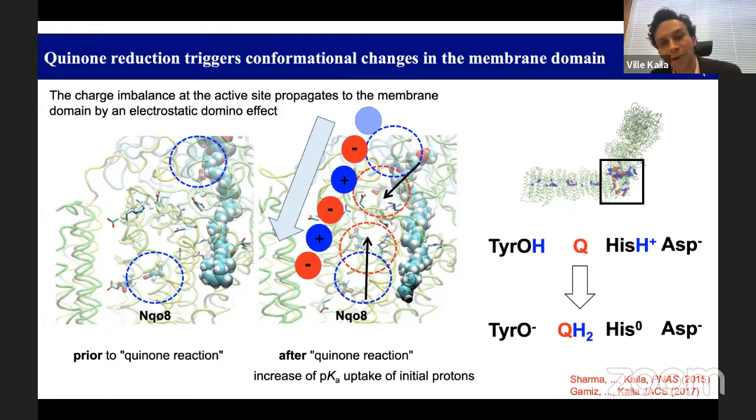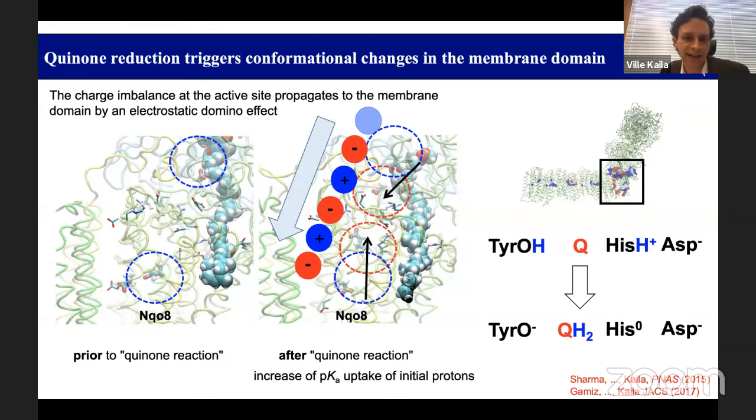So it's kind of interesting that you have these consecutive plus and minus charges organized kind of in a wire. So if you tickle the first, you get a response at the end. And this leads to big pKa shifts that can be indicative of a proton uptake reaction.